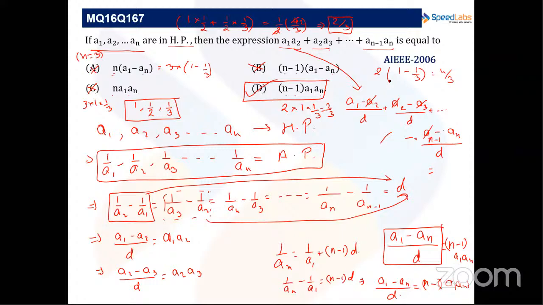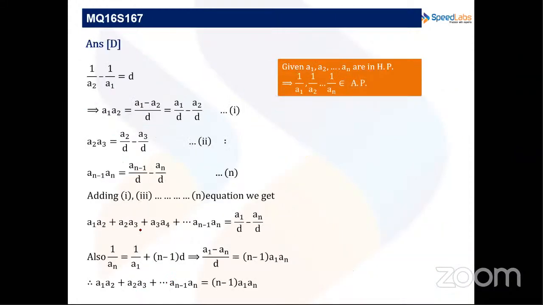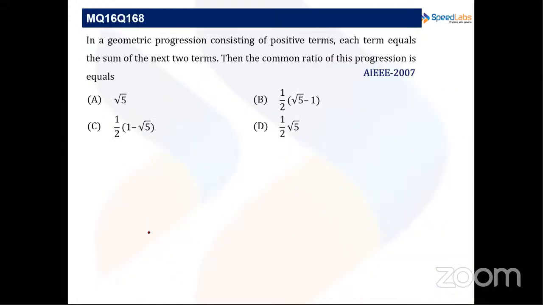Okay, moving to the next question. Our next question is, in a geometric progression consisting of positive terms, each term equals the sum of the next two terms, then the common ratio of this progression is.